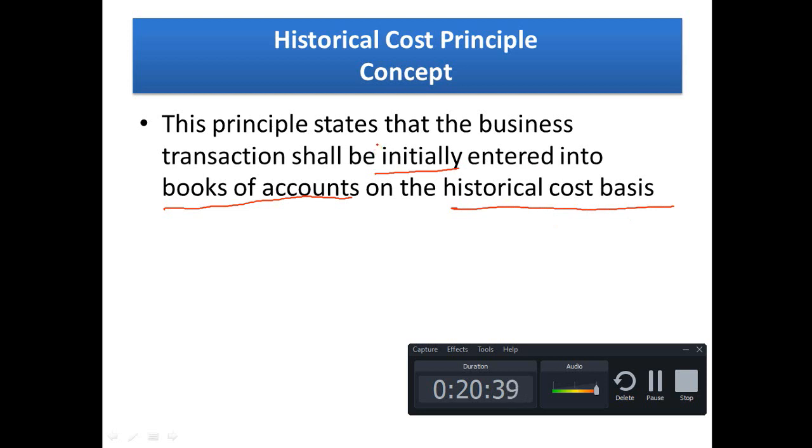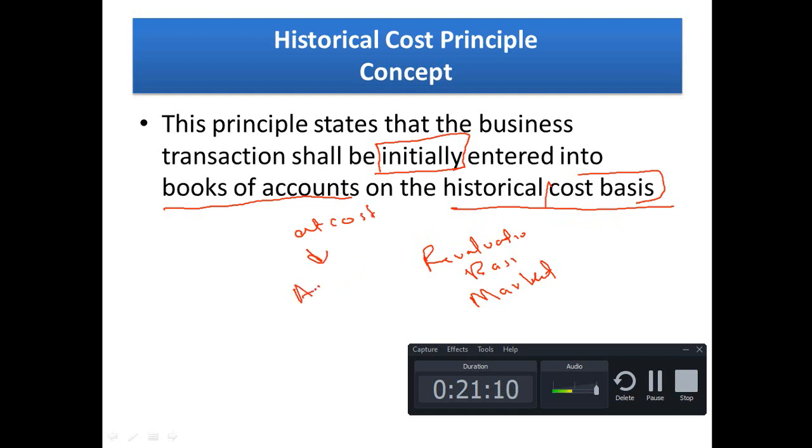Here the word initially is very important. This principle limits the entry to the books of account to historical cost basis. Subsequently, the asset can be measured on revaluation basis or market value, but at initial recognition it must be measured at cost, means the actual consideration, for example cash or any other value or any other asset paid or given up to acquire the asset.